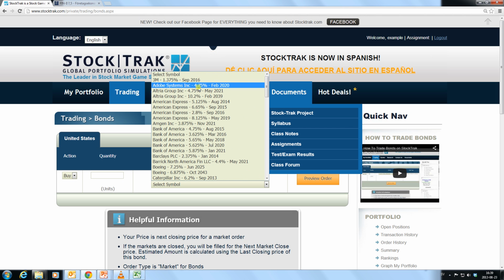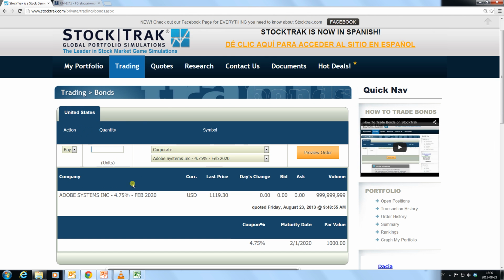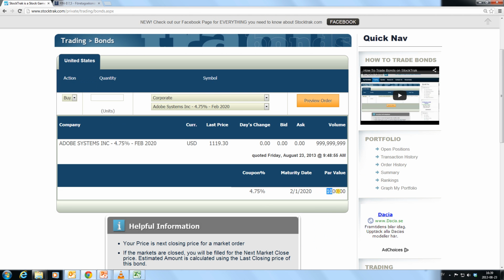Now, in the name, you have most of the information that you need. Here on Adobe Systems, you can see the percentage 4.75%, that is the coupon rate of this bond, and February 2020 is the date that this bond matures. So from today, it's roughly 6.5 years until this bond matures. Now, if we click on this one, you get a little bit more information. You can see the last price paid, the value of the bond, and you can also see the par value, that in this case is $1,000.